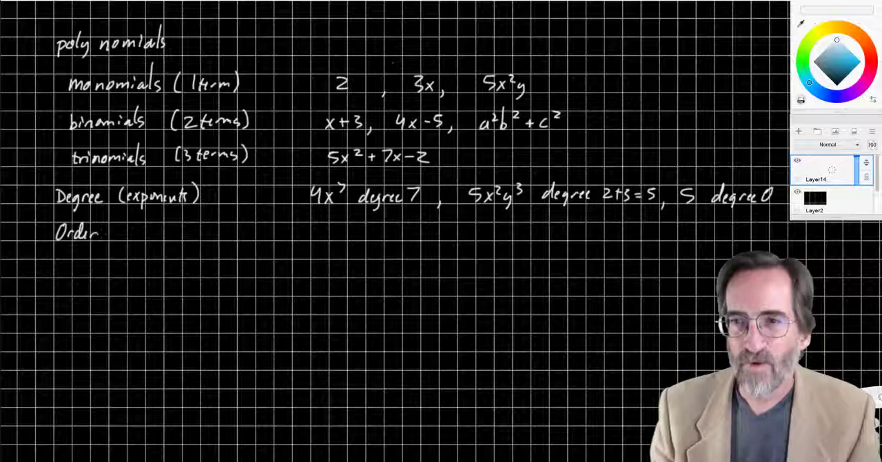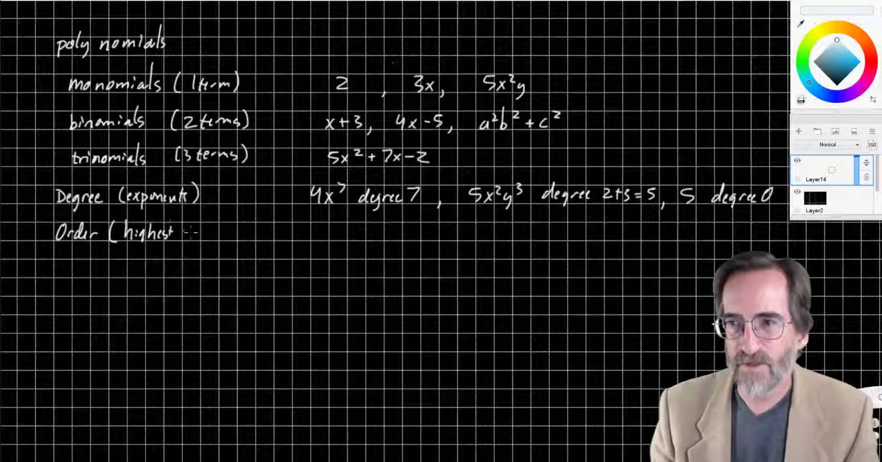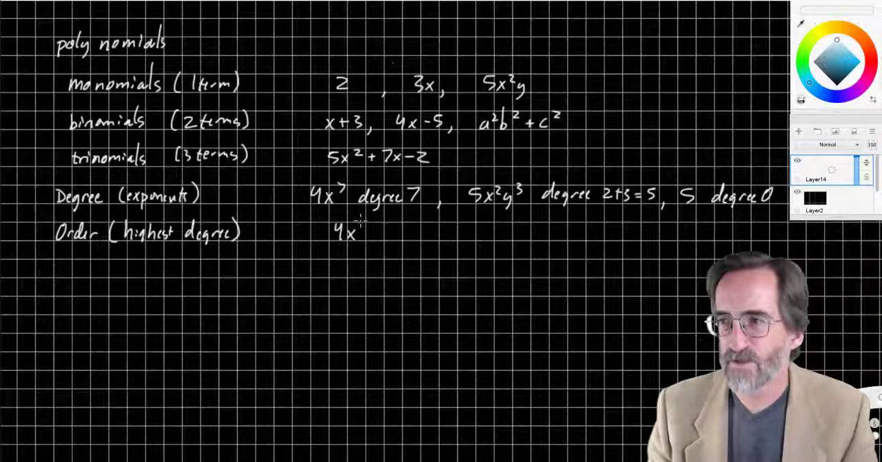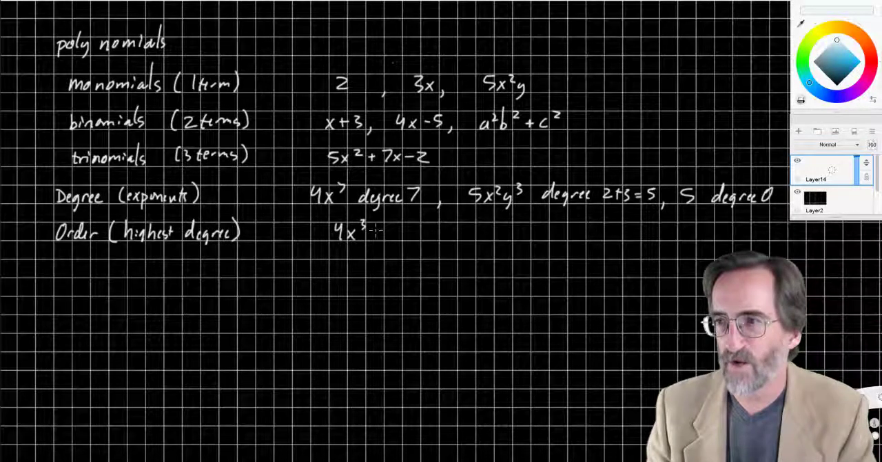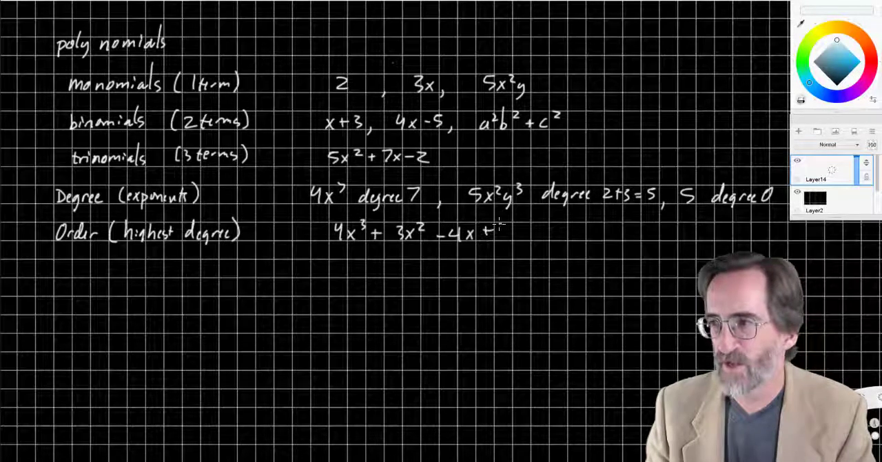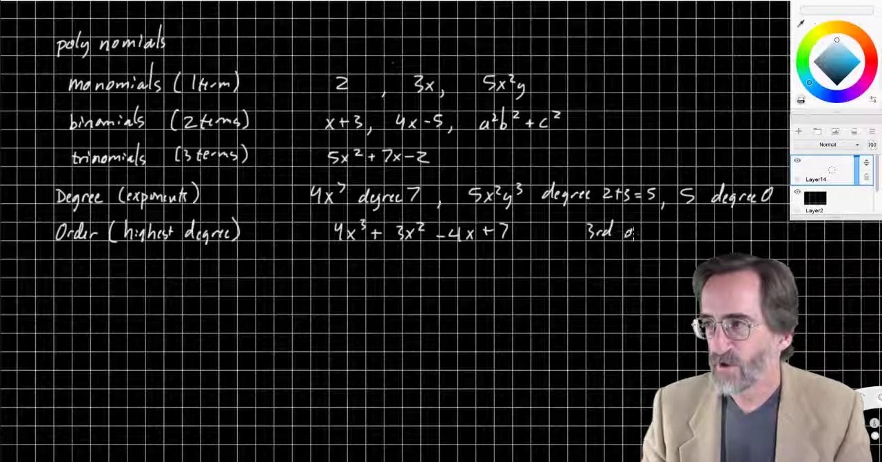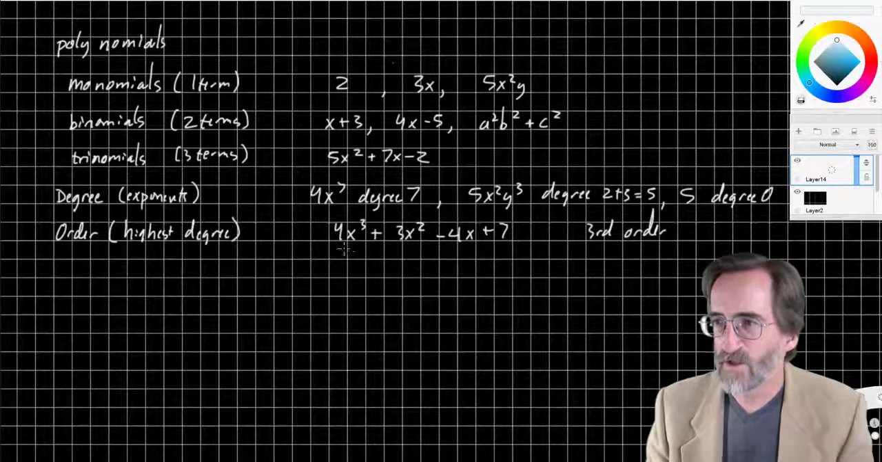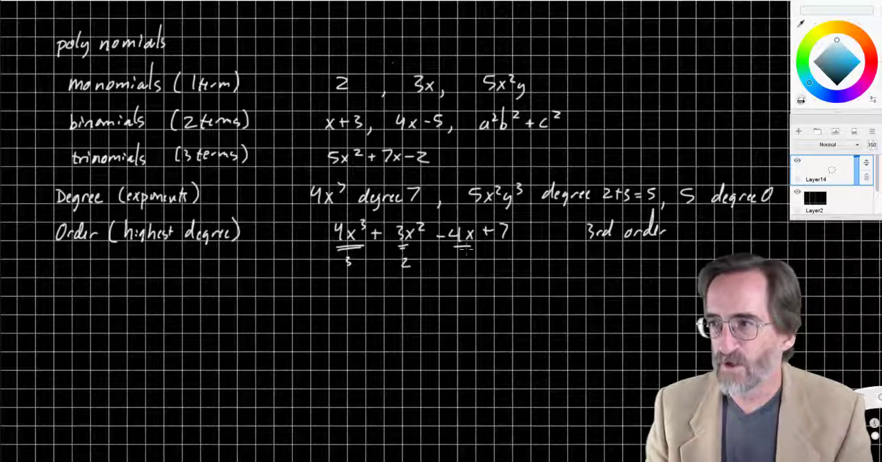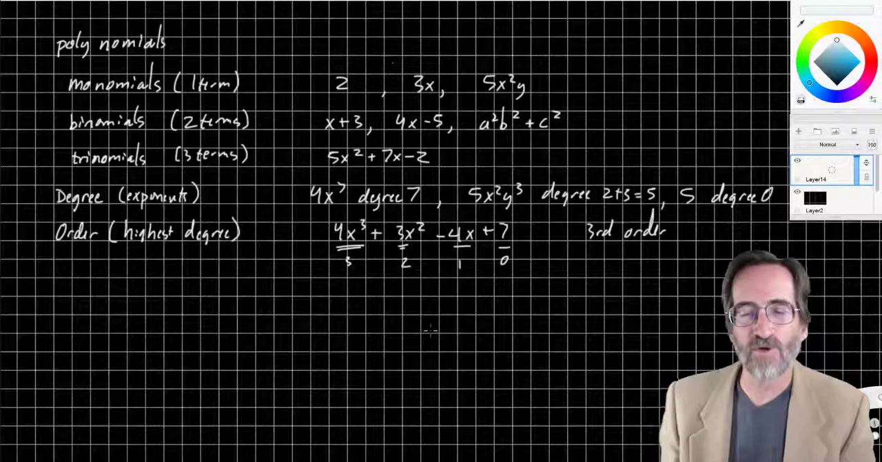Now, order of a polynomial is the highest degree of any of its terms. So, if I say 4x to the 3rd y plus 3x squared minus 4x plus 7, that's a quadrinomial, but it is a 3rd order quadrinomial because the highest degree is 3. The degree here is 2, the degree here is 1, and the degree here is 0. But the highest degree is 3, so it's a 3rd order polynomial.